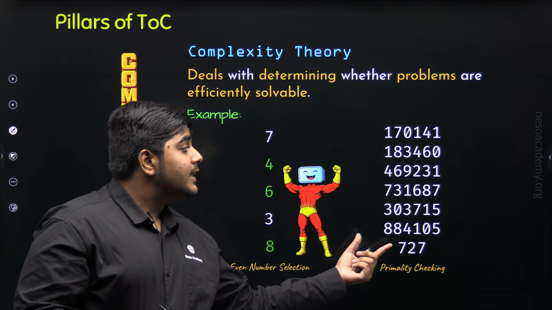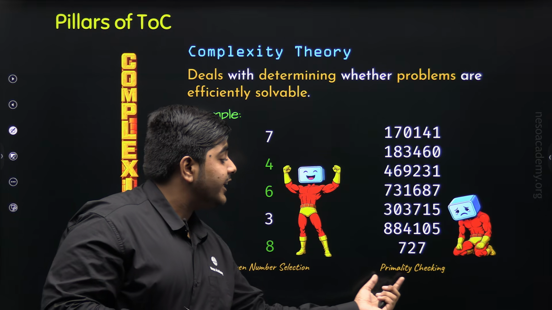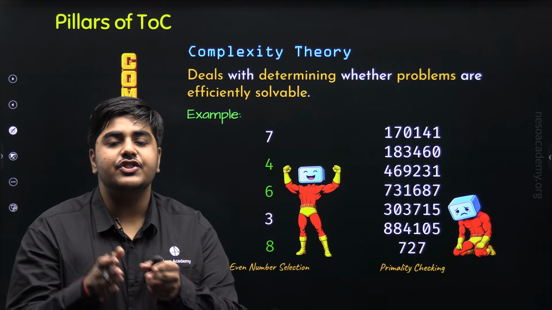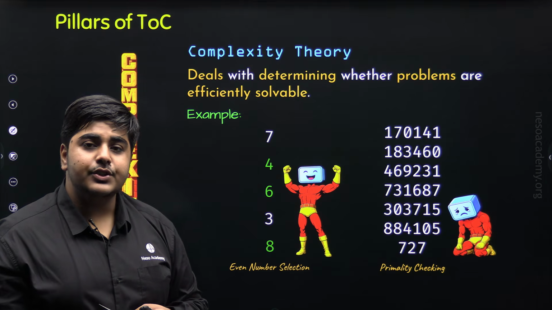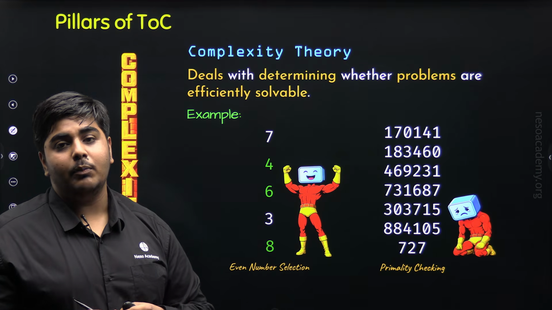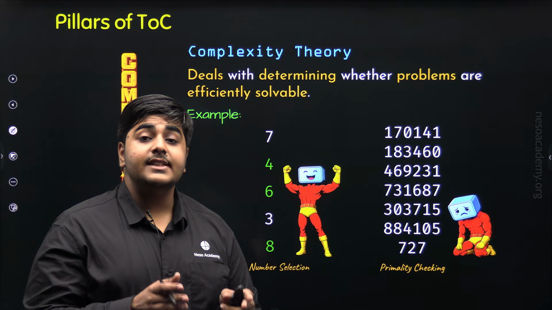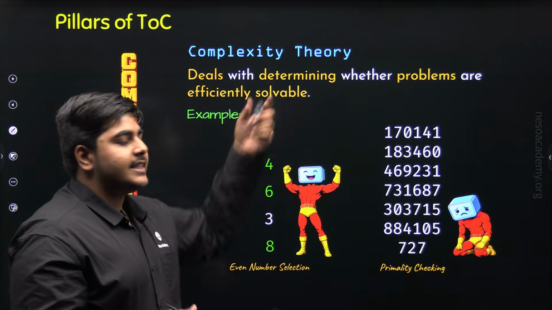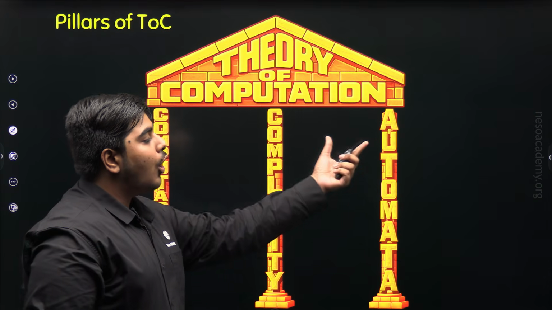That means this is a non-efficiently solvable problem. And that is why checking the primality of such a big number is an example of a non-efficiently solvable problem. So in the complexity theory, we have understood that selecting an even number is a computationally easy problem, while checking the primality of such a large number is a computationally hard problem. So by this, we have understood the complexity theory. And let's move to our third and last pillar of TOC, automata theory.